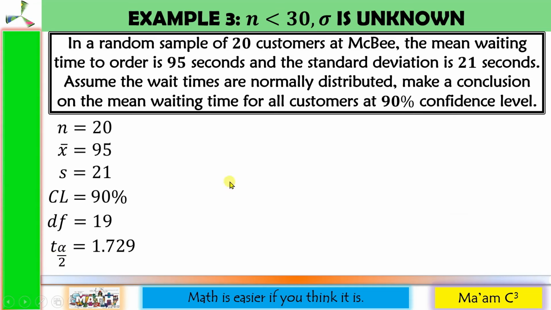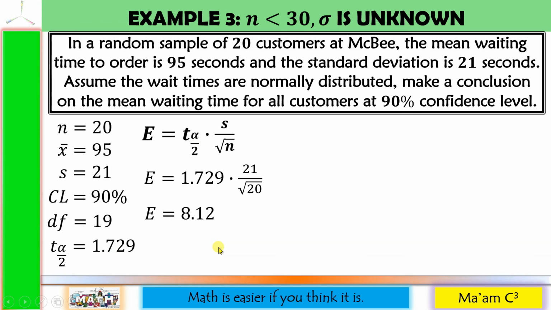Let's compute the margin of error. It is just the same as the margin of error using the z-distribution. Only this time, you will replace z with t. And since we do not have the population standard deviation, the best estimator for that is the sample standard deviation. So we will replace sigma with s. Let us substitute our values. 1.729 for t sub alpha over 2, 21 for s, and 20 for n. And this will give us 8.12.